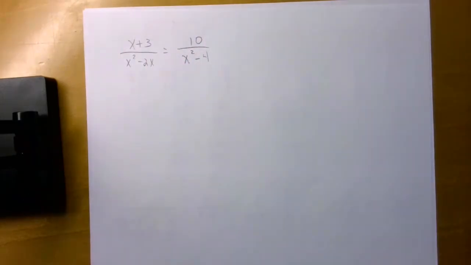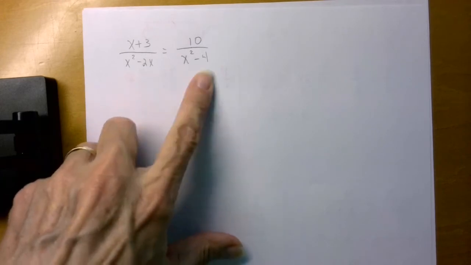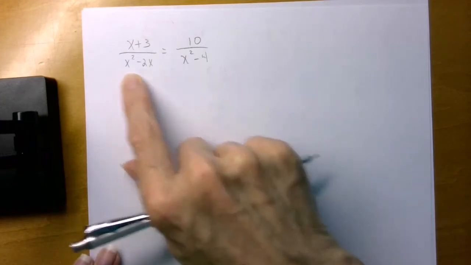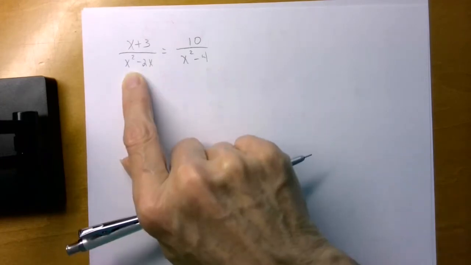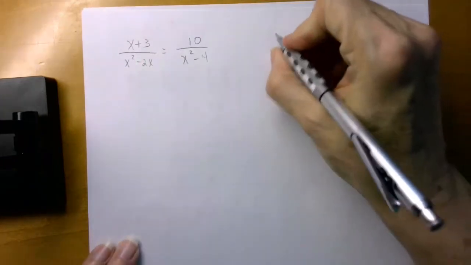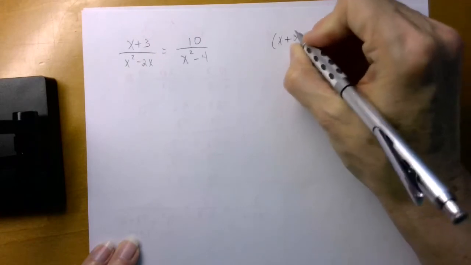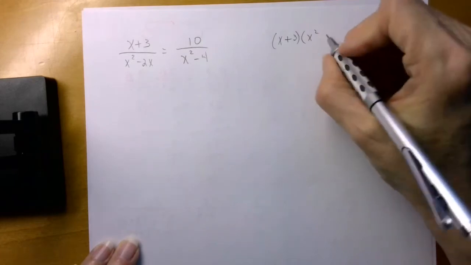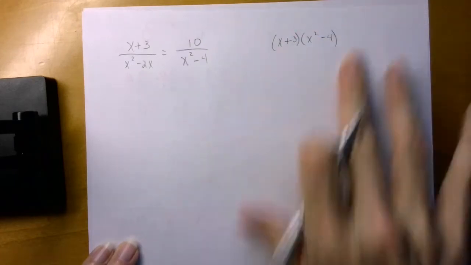You've got to be smart about when to choose to cross multiply. This is not it. Look at these denominators. There is no way you're going to be able to, I mean, honestly, come on. If you took x plus 3 and tried to multiply it and FOIL that out with x squared minus 4, this is going to become an absolute nightmare. There's no way you're going to be able to solve this.